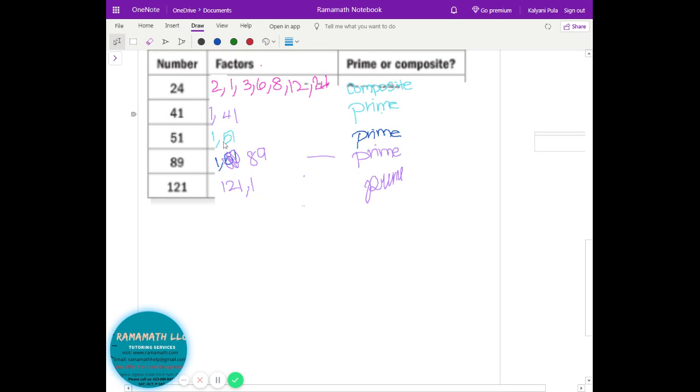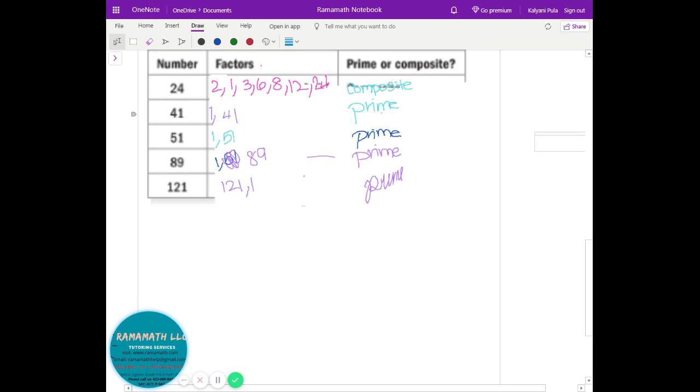Same thing with 51. Do you think 51 is a prime number, or do you find any other factors? How about 3? Does 3 go into 51? Yes, because 5 plus 1 is 6, and 3 goes into 6, so 3 does go into 51. Yes, 89 is a prime number, that's good.